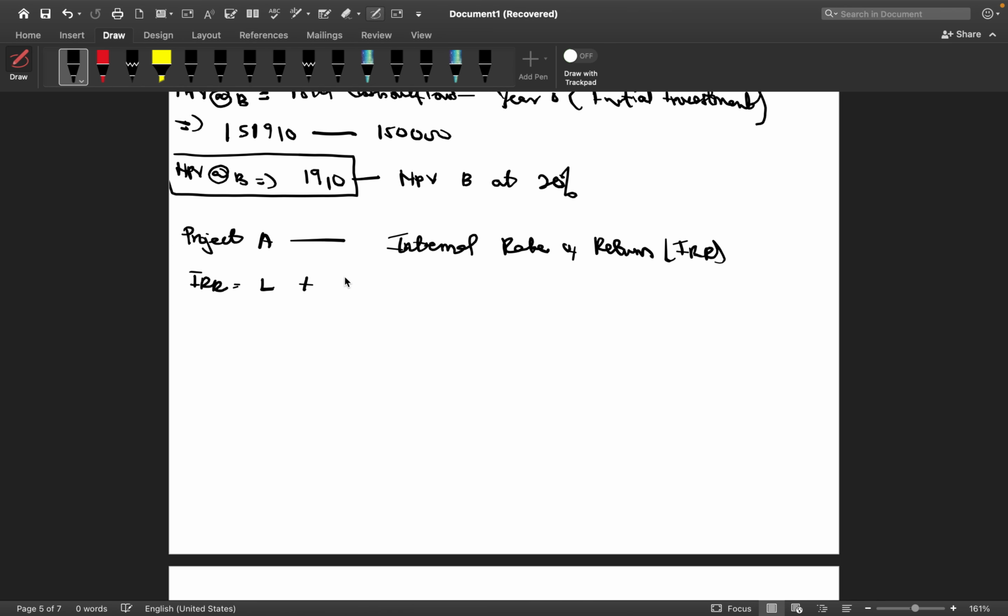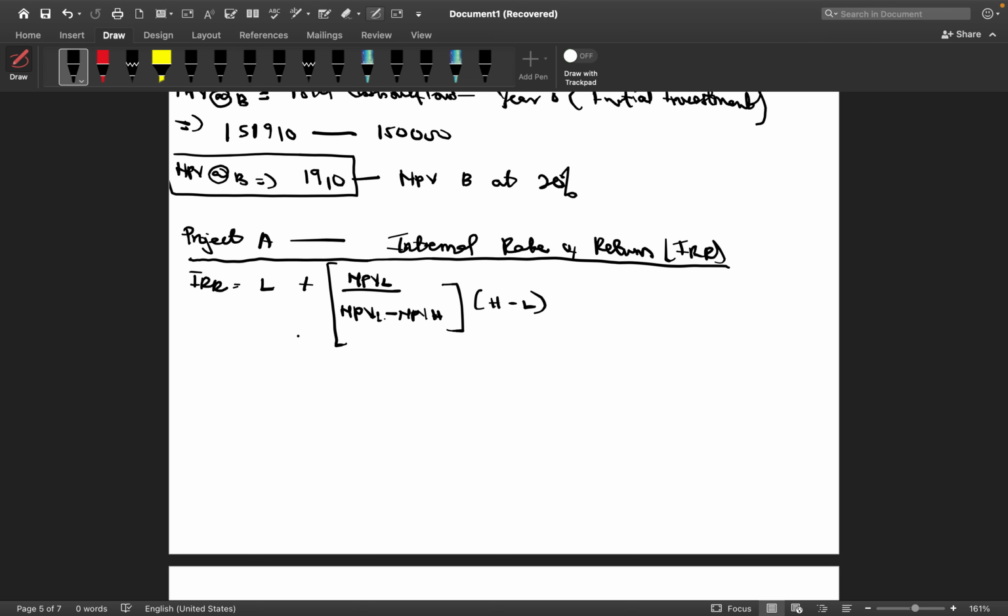This is L plus NPVL over NPVL minus NPVH, times H minus L. So since we are dealing with the internal rate of return for project A, we'll pick all the information for only project A. The L, we know L is the lower rate. So lower rate was 10%. H is the higher rate, which was 20%. So remember, we are picking everything for project A.